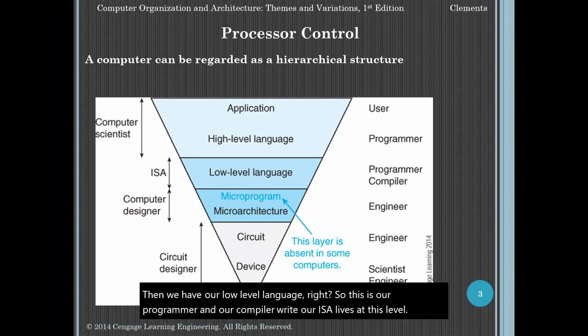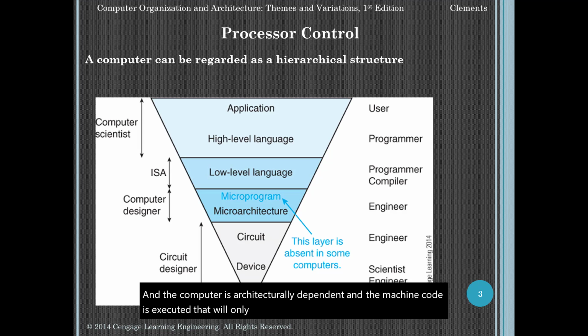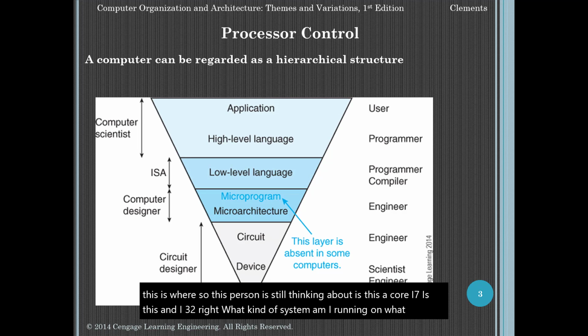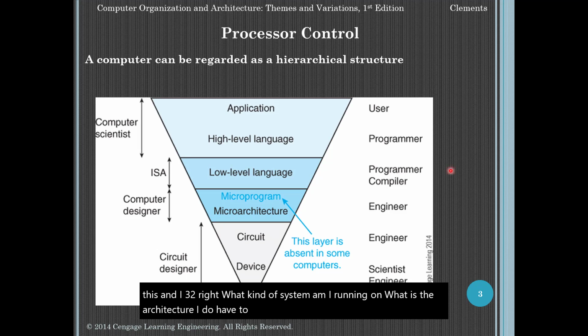And the computer is architecturally dependent, and the machine code is executed that will only run on one particular class of computer. And this is where, so this person is still thinking about, is this a Core i7? Is this an i32? What kind of system am I running on? What is the architecture? I do have to care. And so that's where we are when we talk about our assembly languages and our ARM languages.